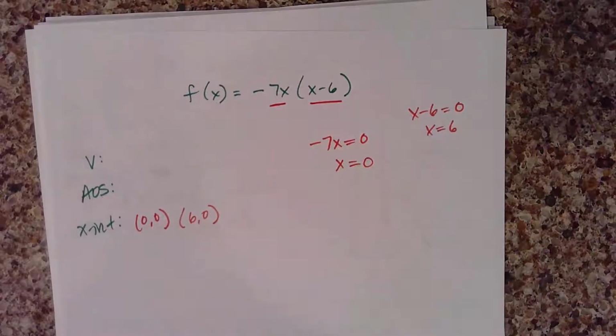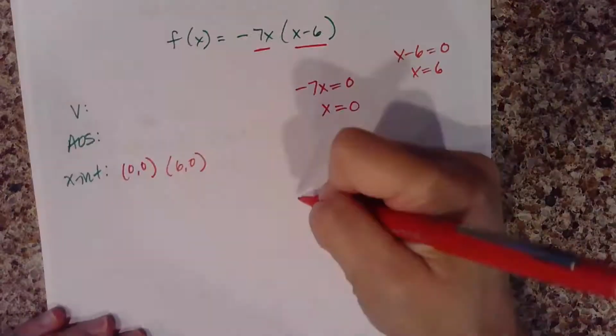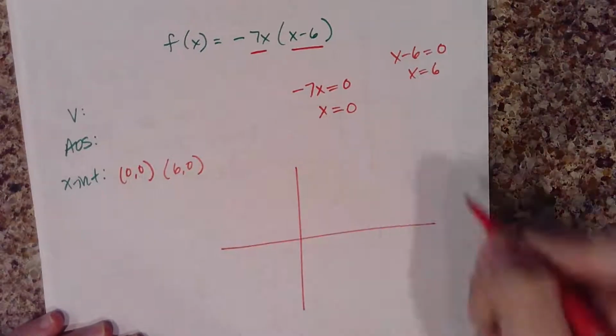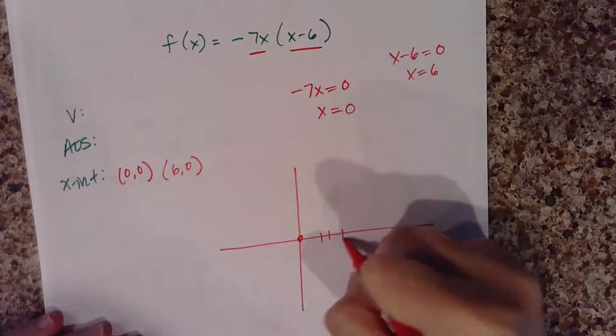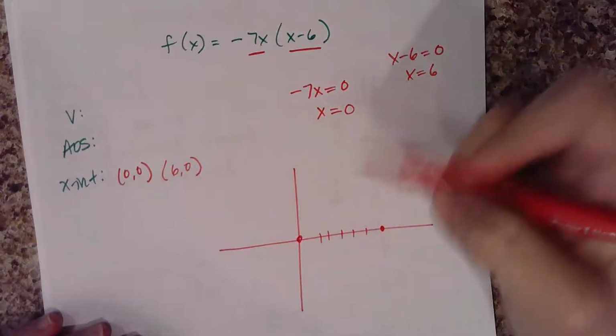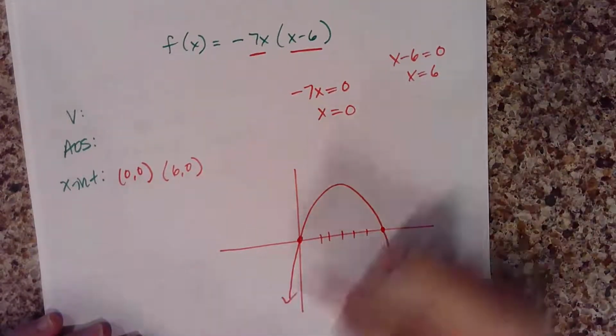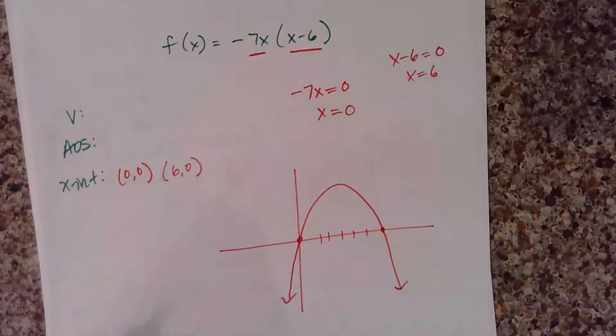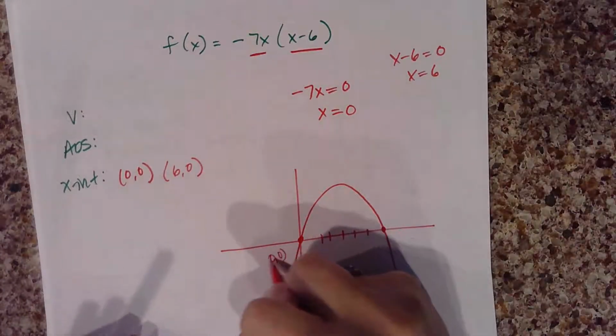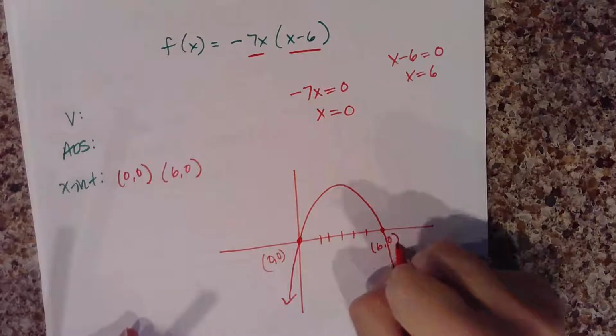Which means that my point is 6, 0. All right, at this stage, I would go ahead and graph my function. It's going to open down. How do I know? Well, because of the negative out in front. So remember, my a value is negative, so it's going to open down. This is the point 0, 0. This is the point 6, 0.